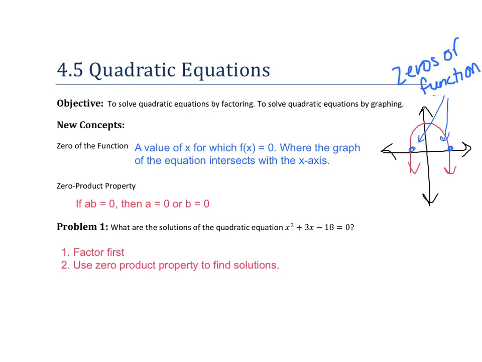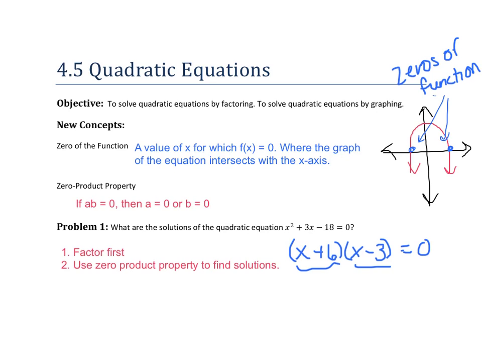Okay, so for problem 1, it says, what are the solutions of the quadratic equation x squared plus 3x minus 18 equals 0? And so I have some steps there for you. The first thing you want to do is factor first. Since I have a trinomial, I'm going to do trial and error, or guess and check. I need x squared, so we'll start out with x. And then I need factors of negative 18 that add to 3, and we're going to do plus 6 and minus 3. And that will work. So do a quick FOIL back in your head and you'll get back to what you need. Now I have two binomials multiplied together.